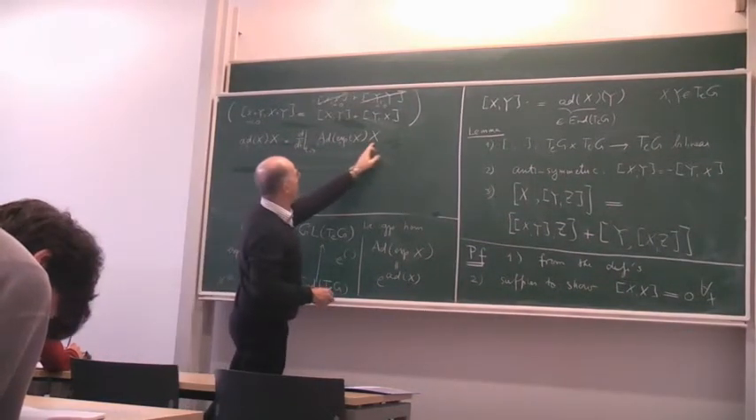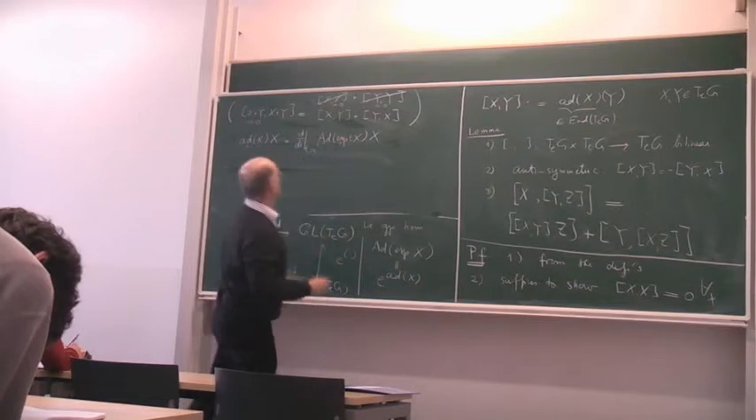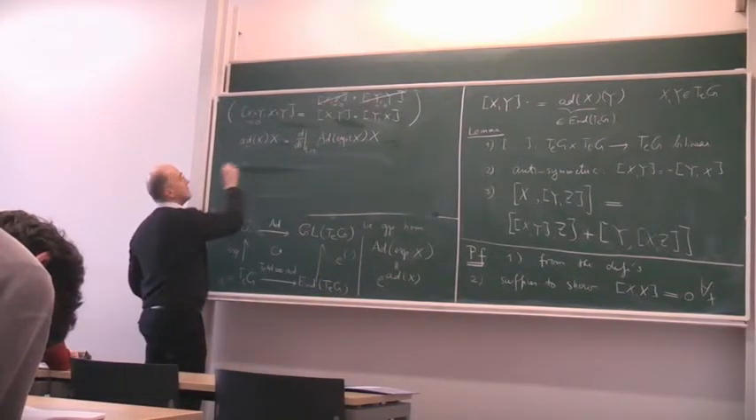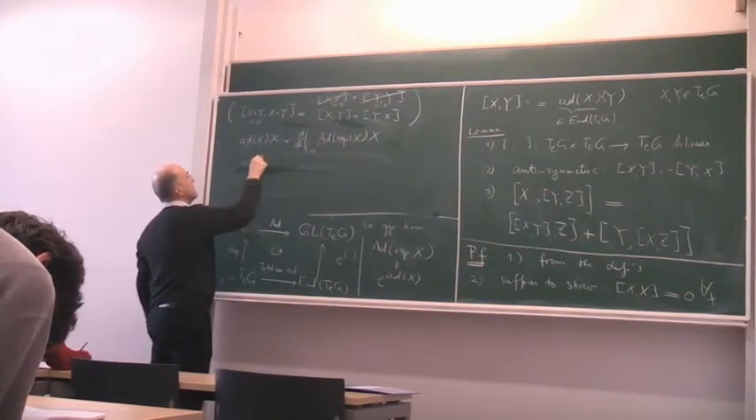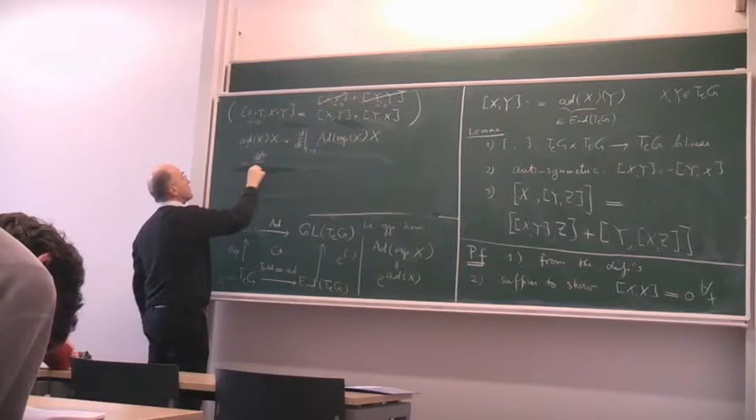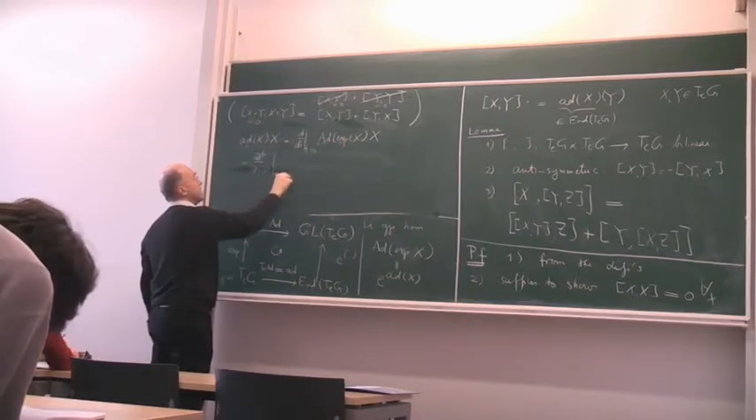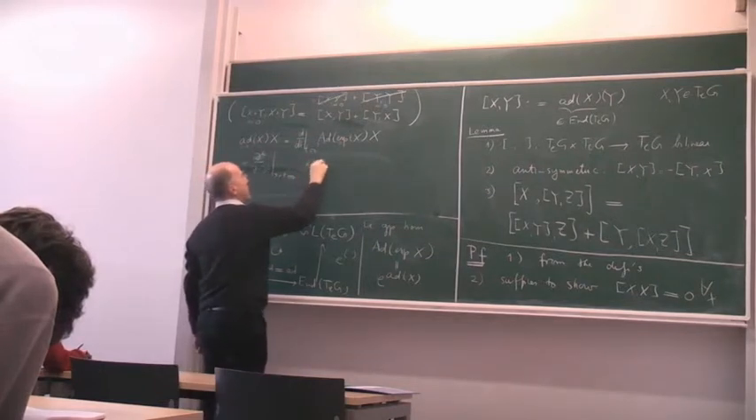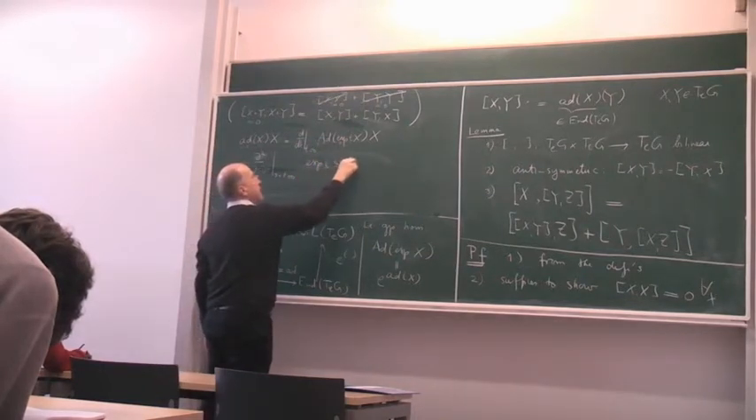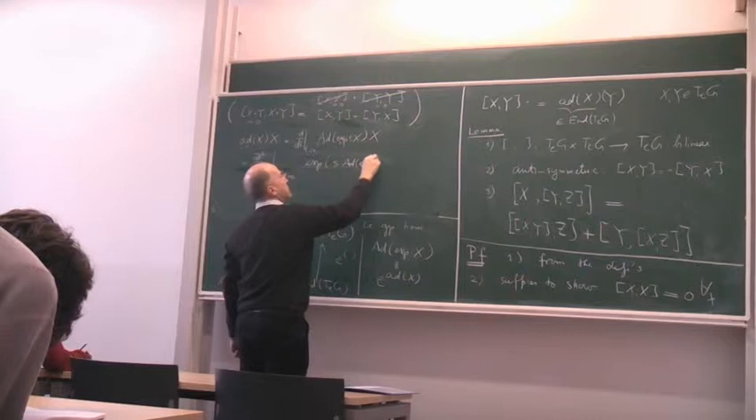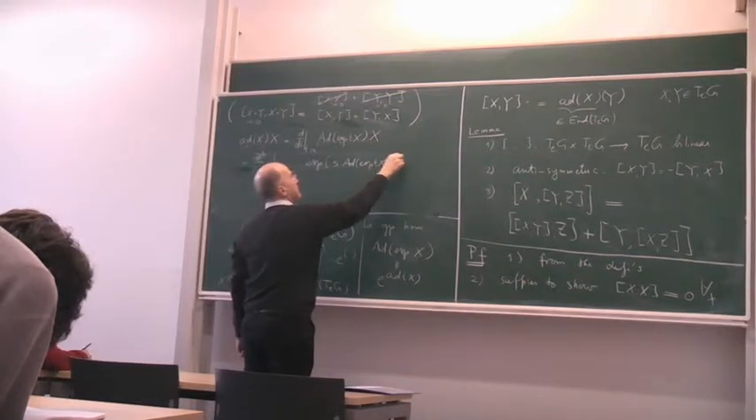And the expression here can also be seen as the d/ds. So let's write it with partial derivatives. At s is t is 0, take the d/dt of d/ds of Ad of exp(tx) applied to x.